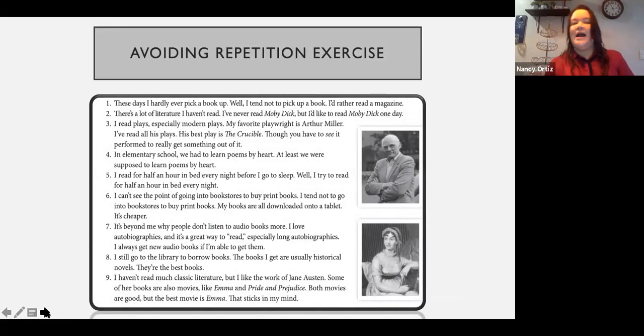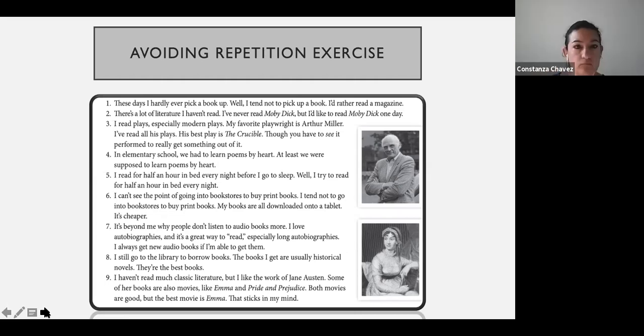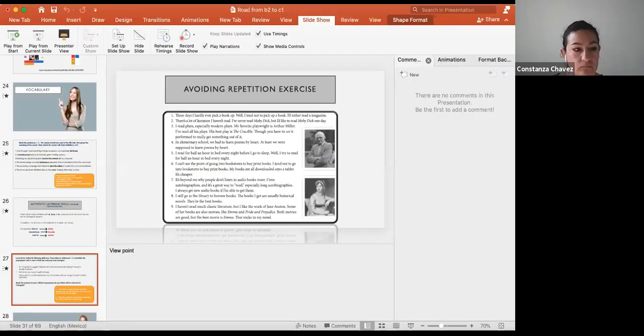Let's do an exercise. Where can you find this exercise if you want to use your books, the ones that you have? It's in the Viewpoint book. Do you have the Viewpoint book with you? Yes? Okay, let me tell you exactly what page. Give me a second.